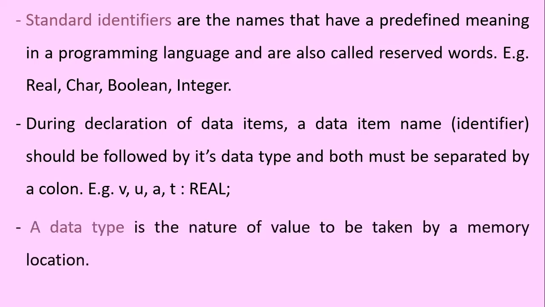And data type is normally the nature of value to be taken by a memory location. For example, the nature of values to be taken by memory locations v, u, a, and t is values that have fractional parts or that can allow decimal points.